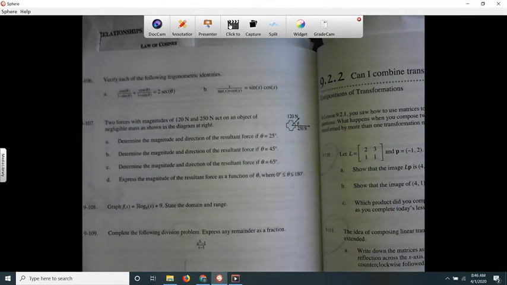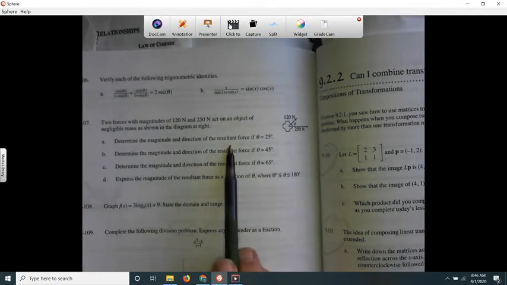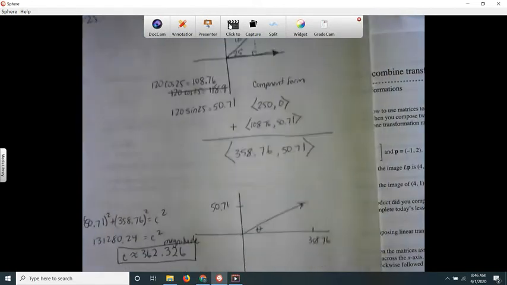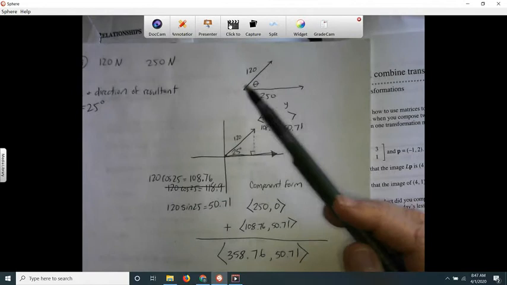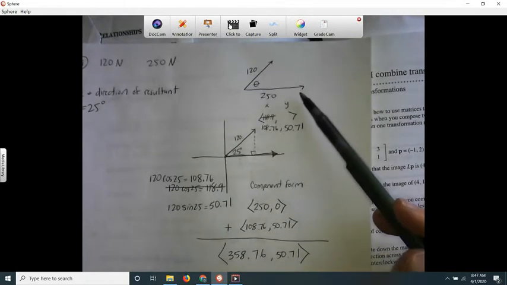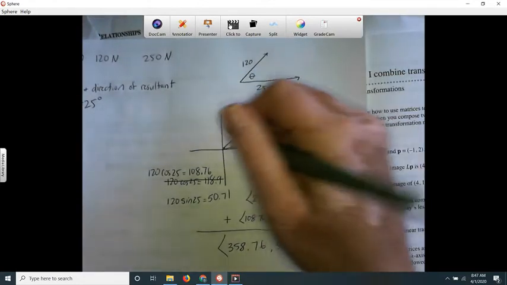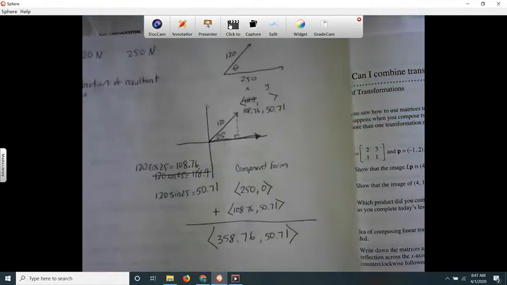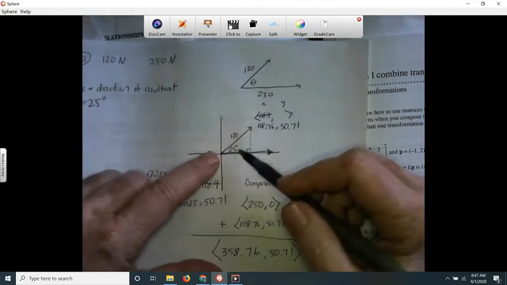If you remember anything about this, when it says the word resultant, resultant means add. You must add the vectors, and you can only add them if they are in component form. Component form is when it looks like this. So here's my diagram. If I put that on an xy plane, I can get the ordered pairs that go with each vector.